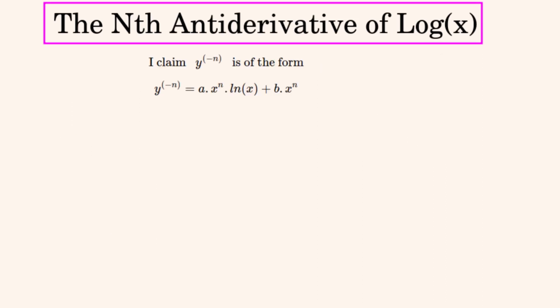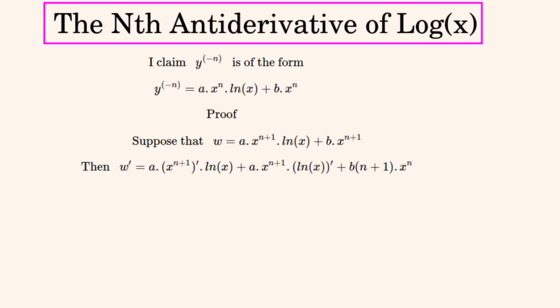So now I'll make a claim that the nth antiderivative of log x is of this form, which is fairly simple to store in a computer. And now I'll start to prove it. If we take the derivative of an expression of the same form, then it should give an expression of this form too. And so we can work backwards and thus show that this claim is correct.